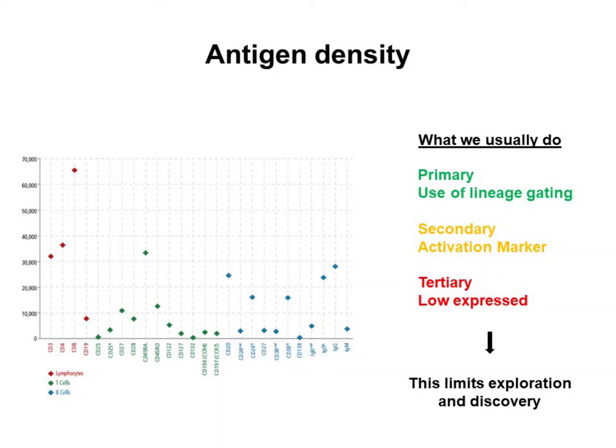So usually what we do is use what we call primary markers for the lineage gating. Then we have secondary markers, more related to activation markers. And you have tertiary markers, which are the ones that are lowly expressed. So this is the sequence by which we tag markers to fluorochromes. But this limits exploration and discovery, I think, because there are ways now, with what I'm introducing to you, that you can improve that.